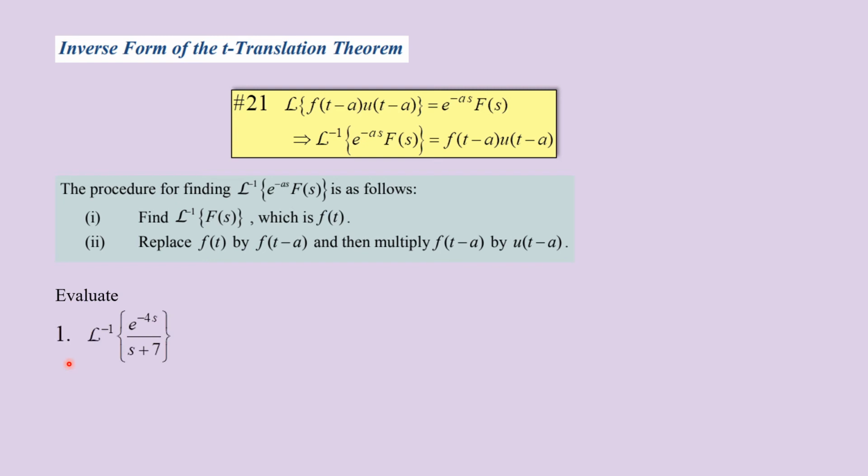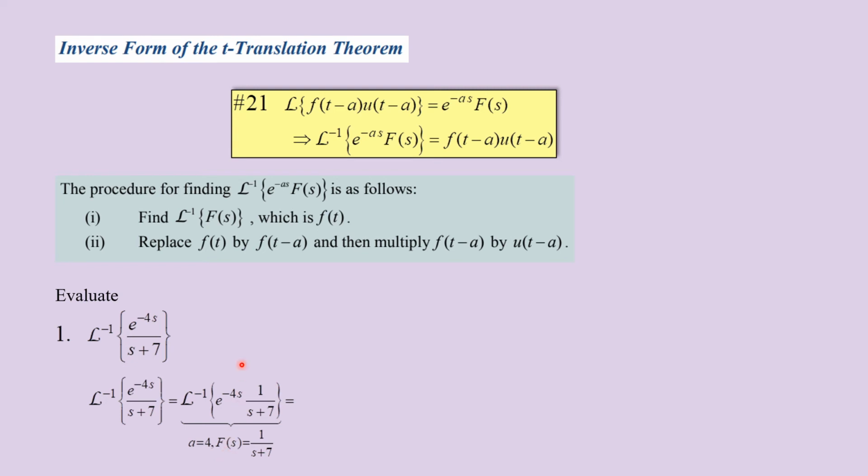Okay, let's look at an example. First question, evaluate the inverse Laplace transform of e to the negative 4s over s plus 7. So we need to identify the a in this question, and we also need to identify F(s). Notice that e to the negative 4s over s plus 7 can be rewritten as e to the negative 4s multiplied by 1 over s plus 7. So in this case, a must be equal to 4, and F(s) is 1 over s plus 7.